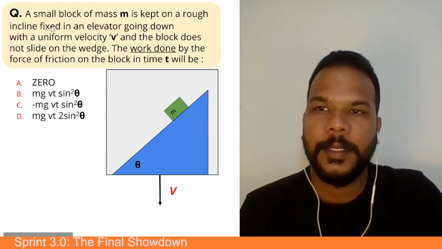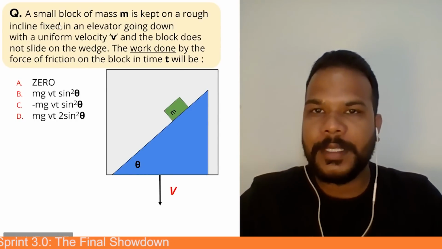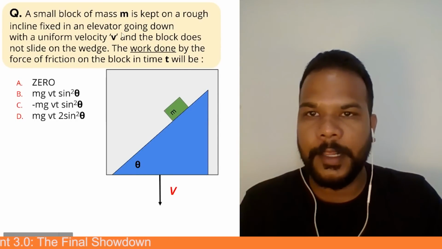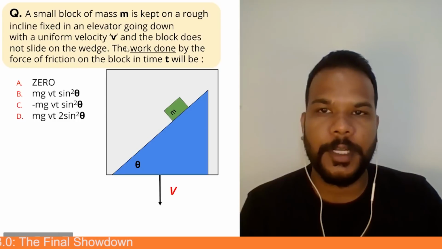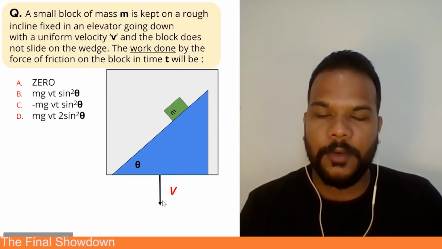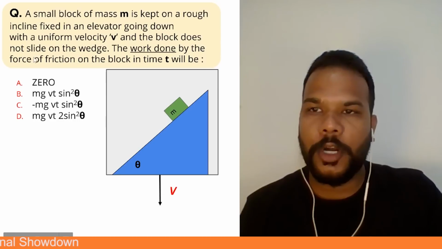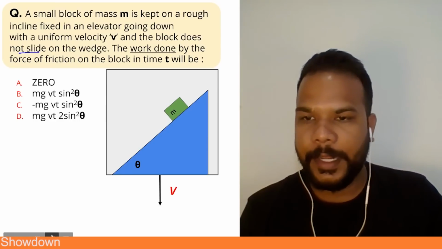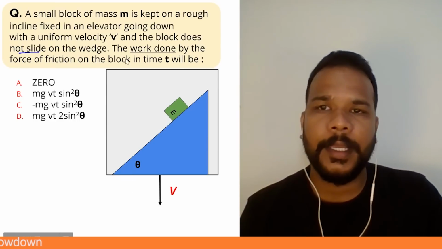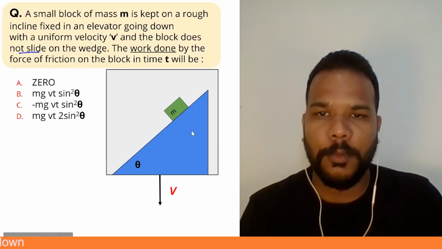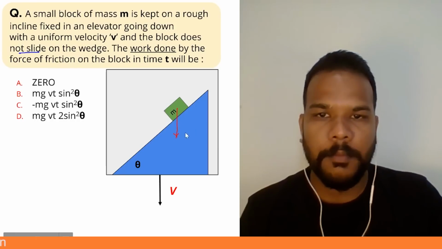Moving on to the next one. A small block of mass m is kept on a rough incline fixed in an elevator going down with a uniform velocity v. So elevator is going down with a uniform velocity, so no pseudo force, and the wedge is also not sliding. Wedge slide भी नहीं कर रहा है, तो हमें पता लगाना है the work done by the force of friction on the block. So block is just going down. Block सिर्फ नीचे आ रहा है.